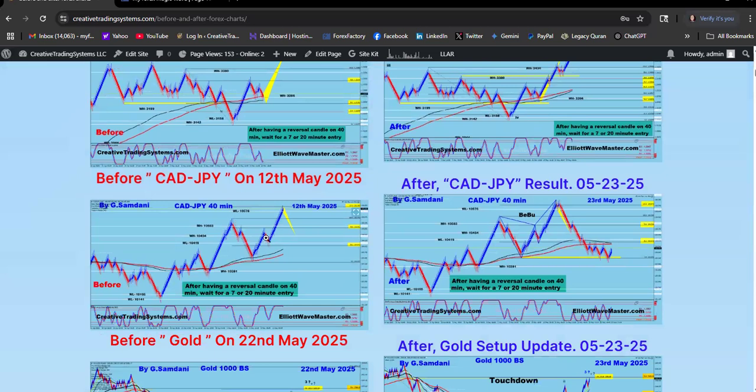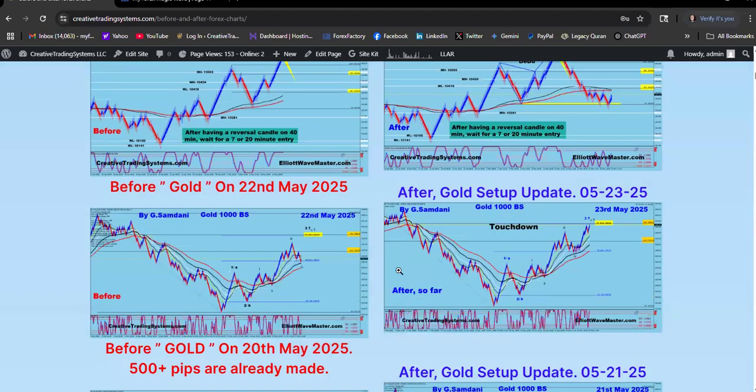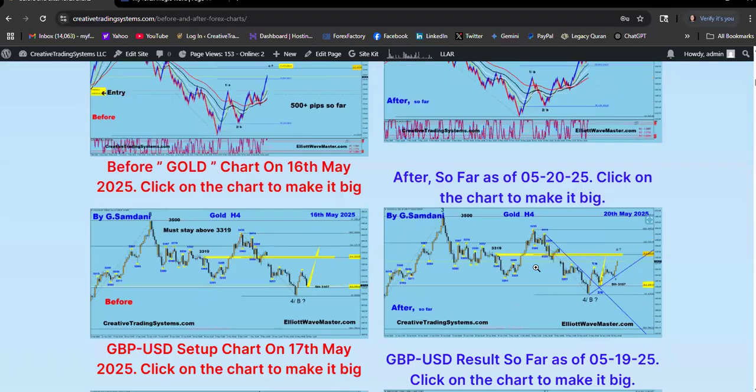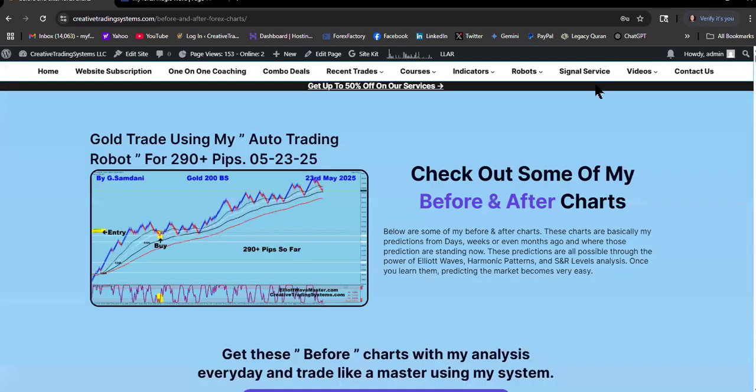CAD yen, there was a harmonic pattern butterfly, a bearish butterfly, and then look what the results are, right? From this to this, all the way down here. And this is the chart I just showed you in gold, and all of these. So yeah, this is it for now.